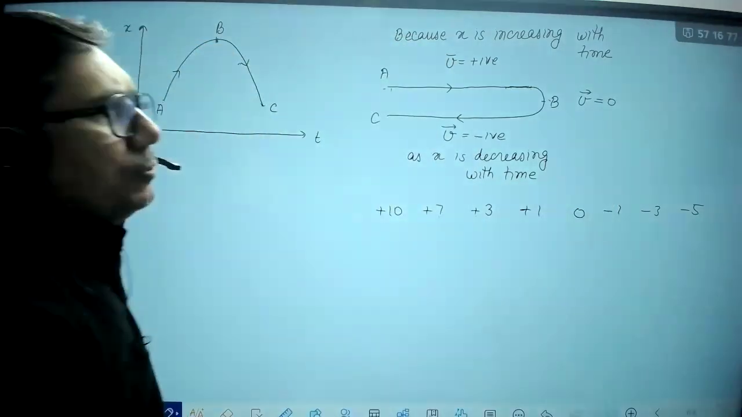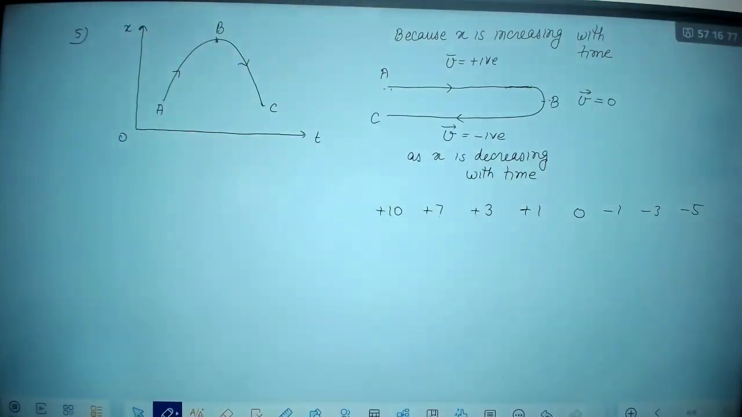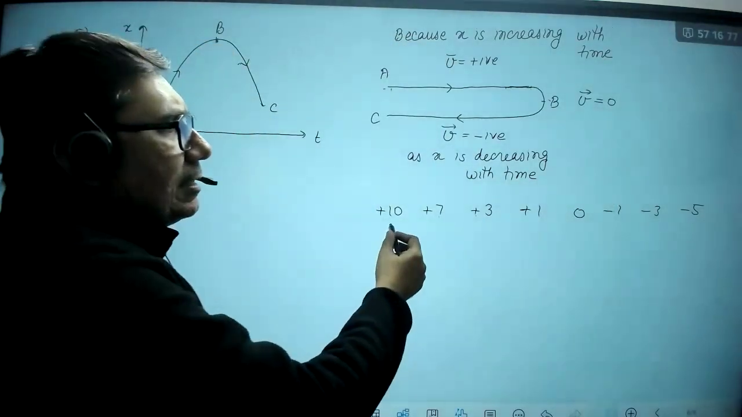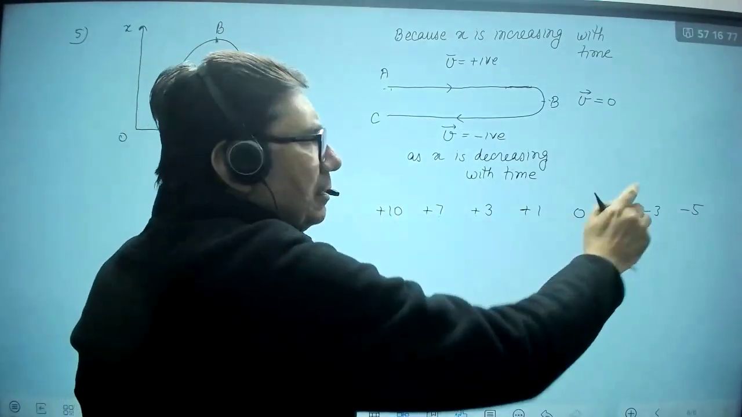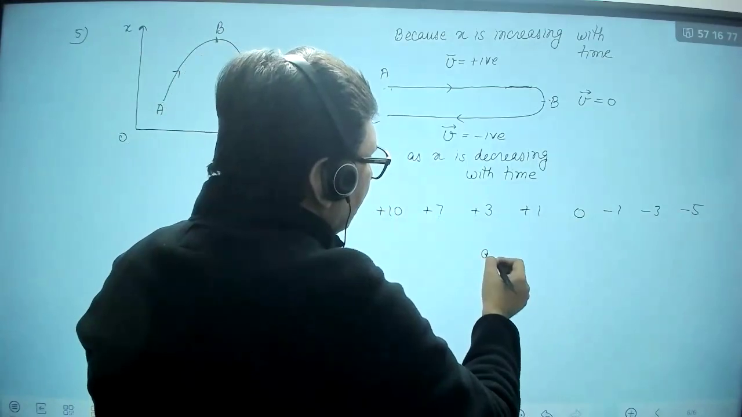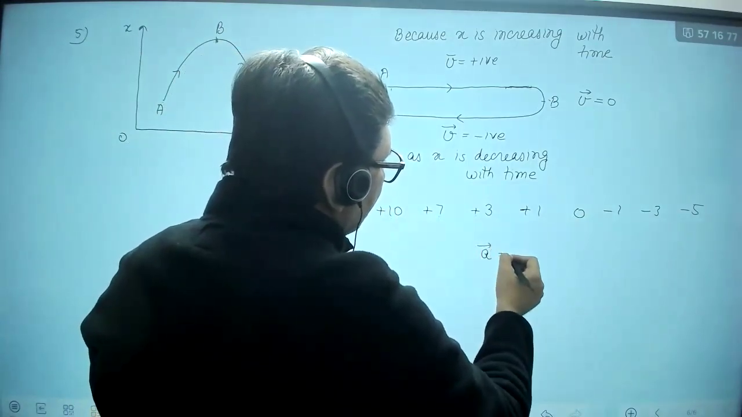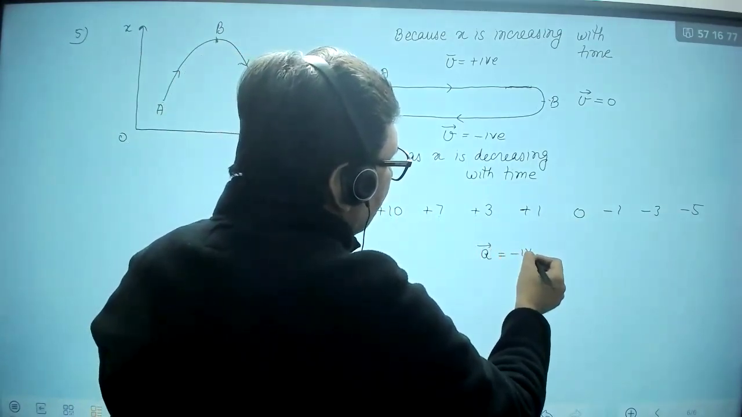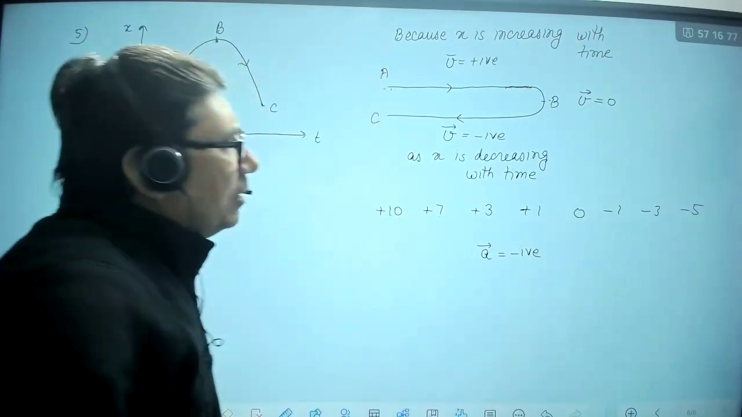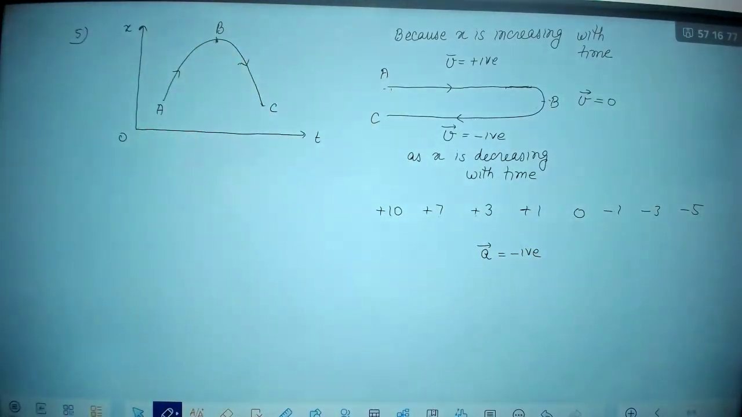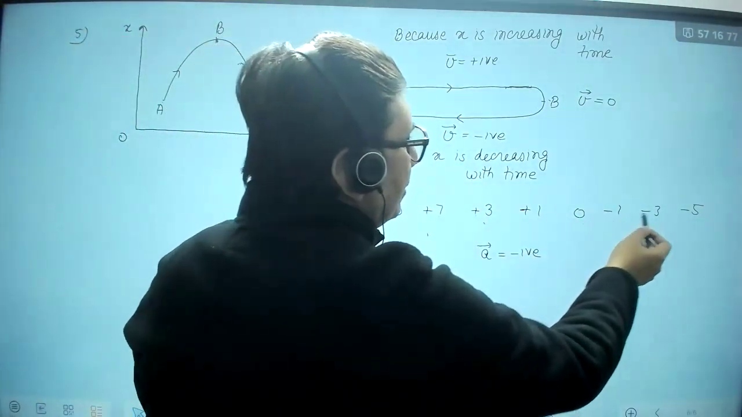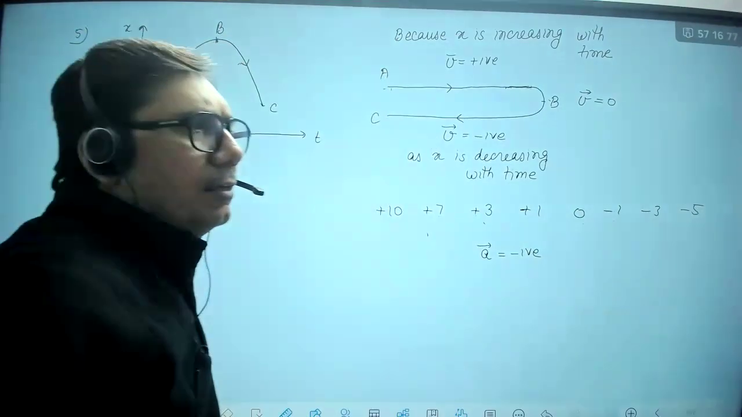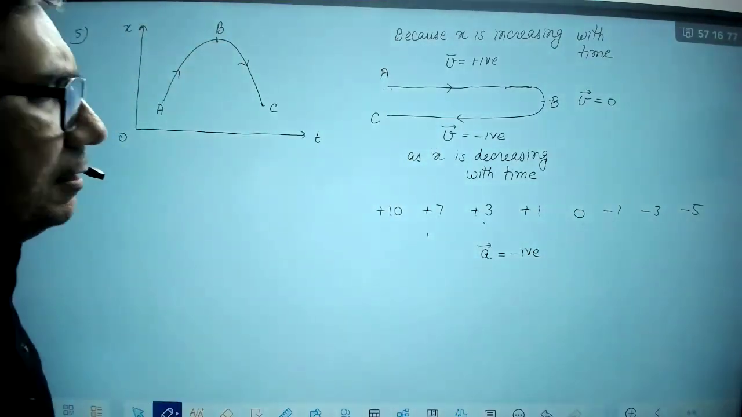So what will be the acceleration here? If you look with direction, velocity is decreasing. So I can say my acceleration is negative. Velocity is decreasing with time: plus 10, plus 7, plus 3, plus 1, 0, minus 1, minus 3, minus 5. So acceleration is negative.